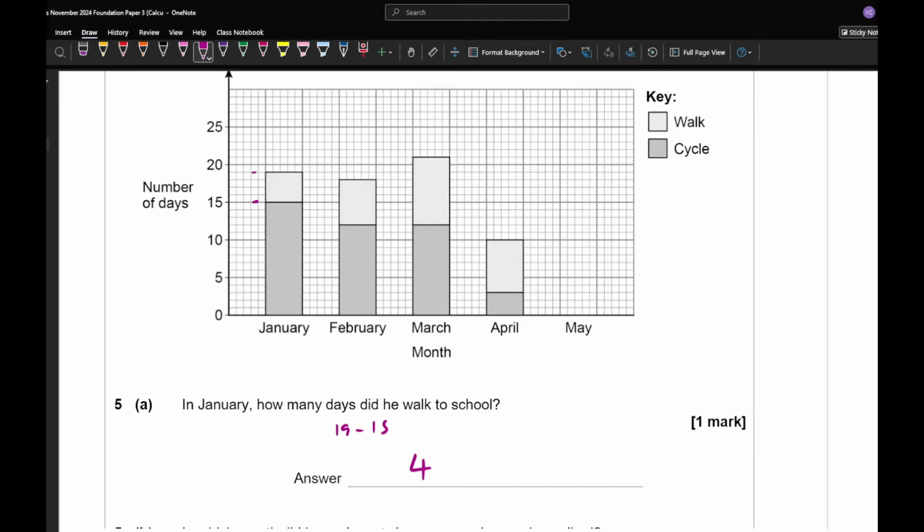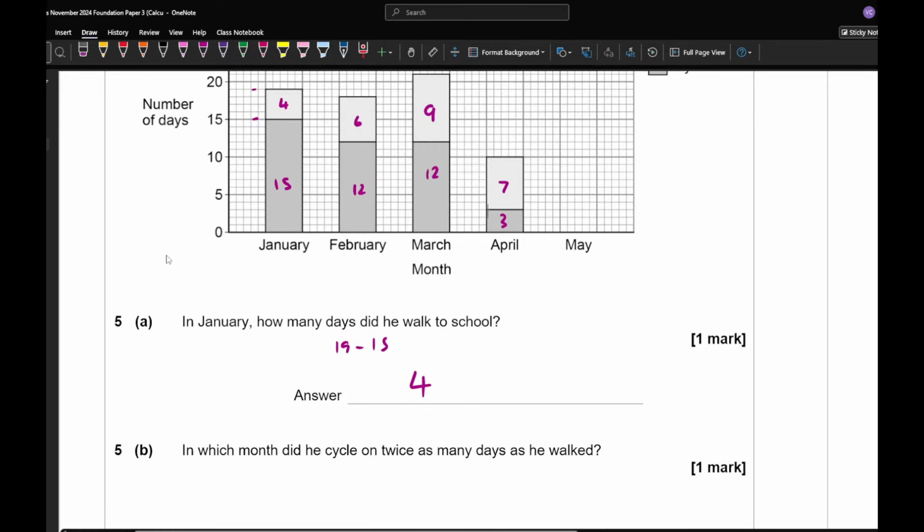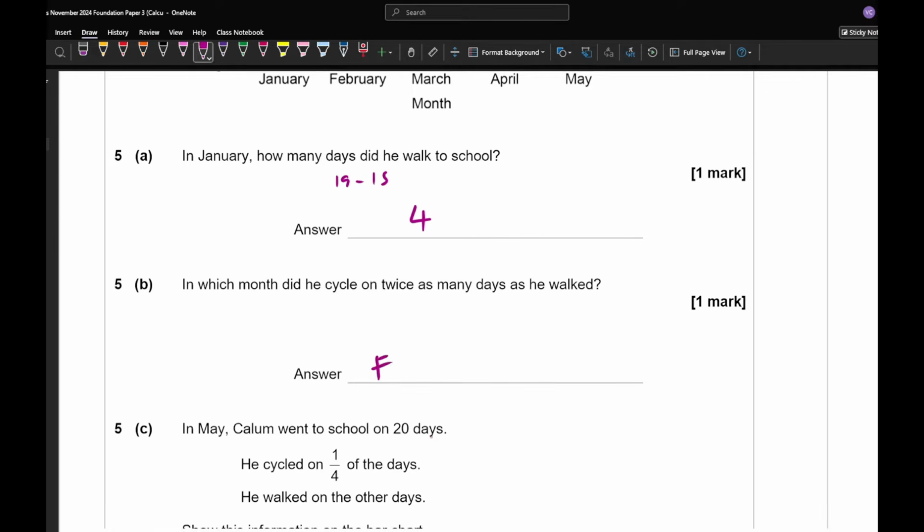So in this, what I would strongly recommend for these particular questions is that you write down what each section is, just to make it a little bit easier for you. And here we're looking at 12 and then 21, so that's going to be 9. And in April we're looking at 3 and here we're looking at 7. So going back to the question, in which month did he cycle on twice as many days as he walked? The answer then is going to be February.